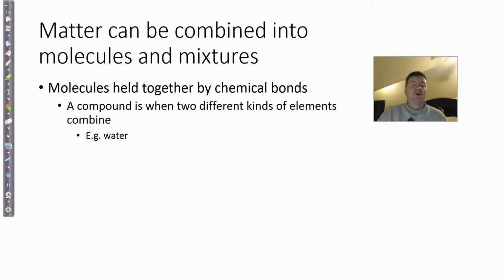Molecules are going to be held together by chemical bonds. That's the key difference, the key feature about molecules versus mixtures. Molecules are held together, and I'll show you some examples in a second, by chemical bonds. And a compound is when we have different kinds of elements combining.